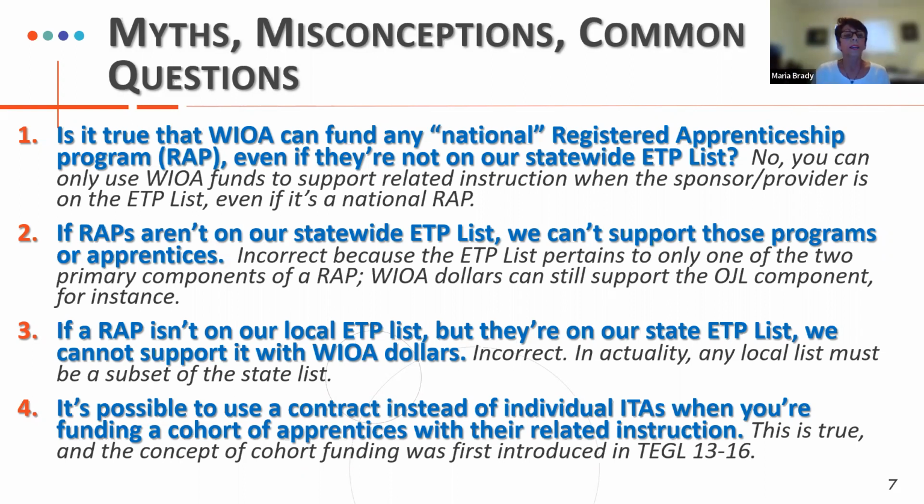Number 4, it is possible to use a contract instead of individual training accounts or ITAs, when you're funding a cohort, like a class of apprentices with their related instruction. This is actually true, and it's a beautiful thing. The concept of cohort funding was first introduced way back in 2016 in Training and Employment Guidance Letter 13-16, which definitely should be part of your playbook. It basically is registered apprenticeship provisions in the Workforce Innovation and Opportunity Act.